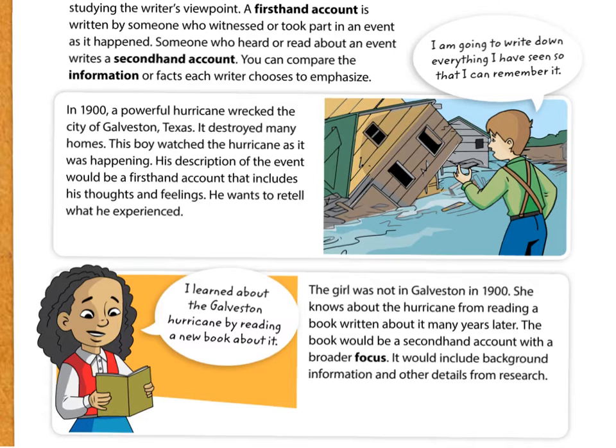Let's look at the second part of the comic. The girl was not in Galveston in 1900. She knows about the hurricane from reading a book about it many years ago. The book would be a second-hand account with a broader focus. It would include background information and other details from research. And you can see she's saying, I learned about the Galveston hurricane by reading a new book about it.